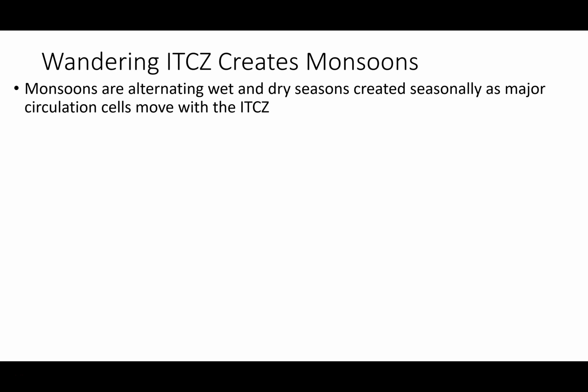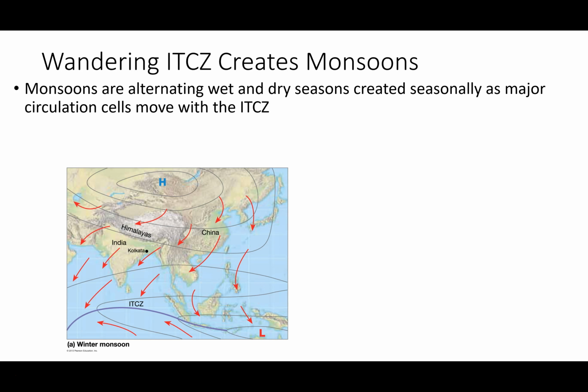And a place has a pair of monsoon seasons if it's near the intertropical convergence zone, because of the wandering intertropical convergence zone, it gets differences in its precipitation. So India is a great place for a pair of monsoon seasons. So let's see what that looks like. So first, find the intertropical convergence zone.